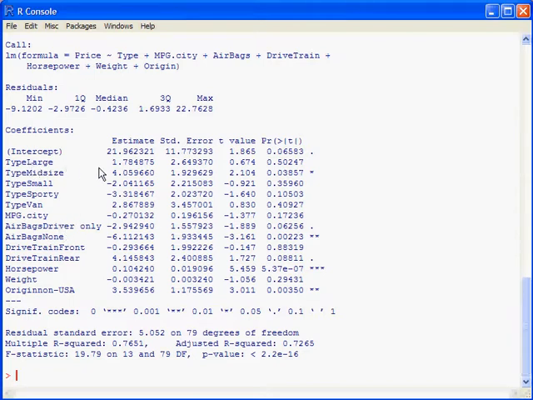So this type large, 1.784, tells us that ceteris paribus, everything else equal, a large car will sell for $1,784 more than a compact car. A mid-size, roughly $4,060 more than a compact car. Small, $2,000 less than a compact car, and a sporty, $3,318 less than compact, and a van, $2,867 more than a compact car.